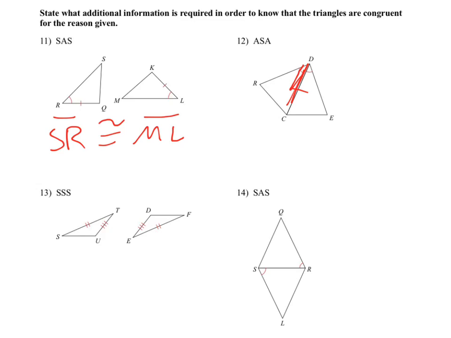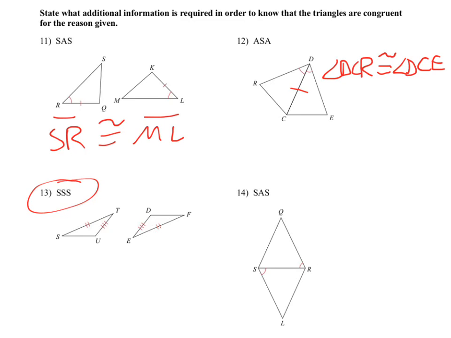Yeah, and so we're going to need the next angle if we have angle, side, angle. Okay. And on the other one, we have an angle, and then this side, we need the next angle to have angle, side, angle. So these two angles here need to be congruent. You write that as angle DCR congruent to angle DCE.